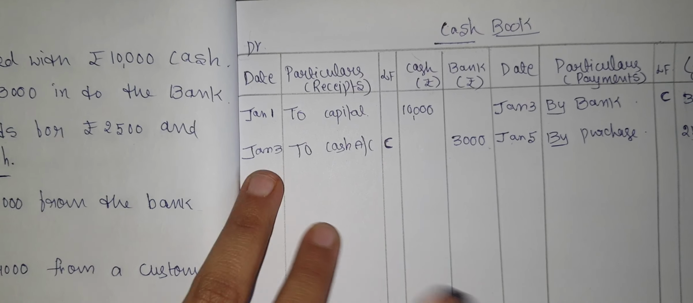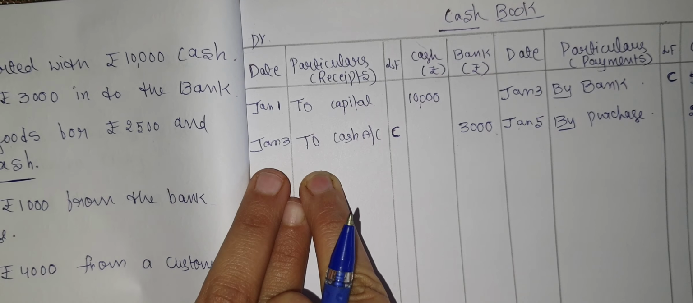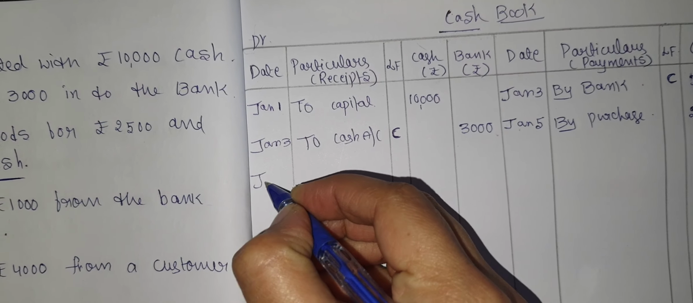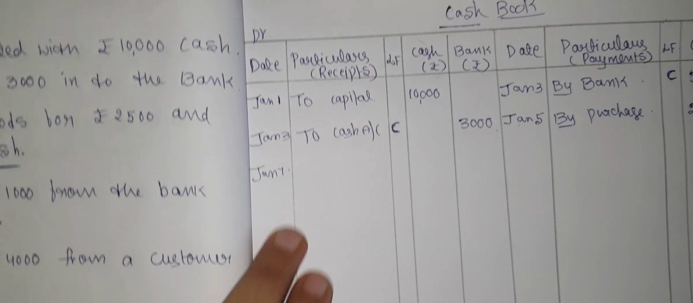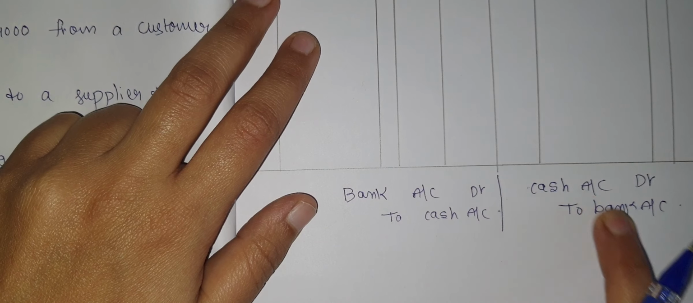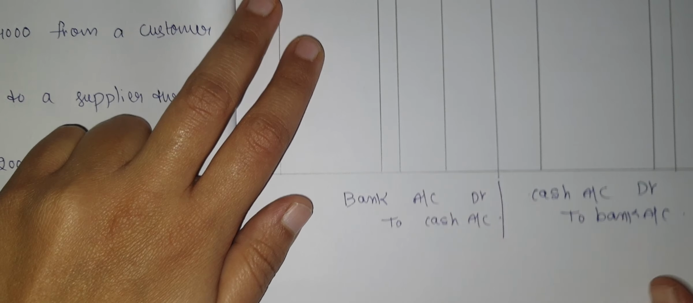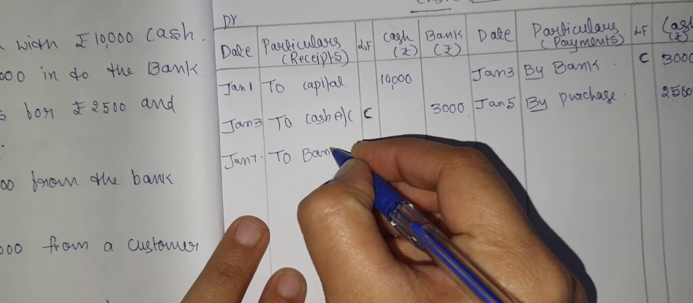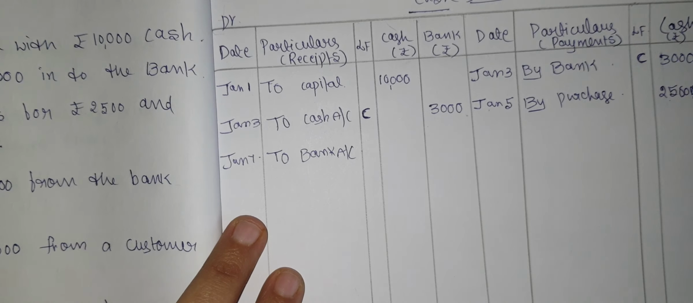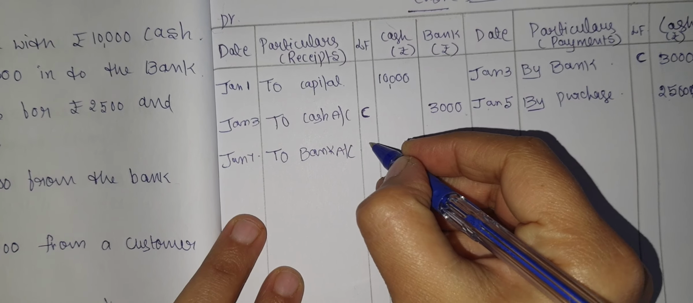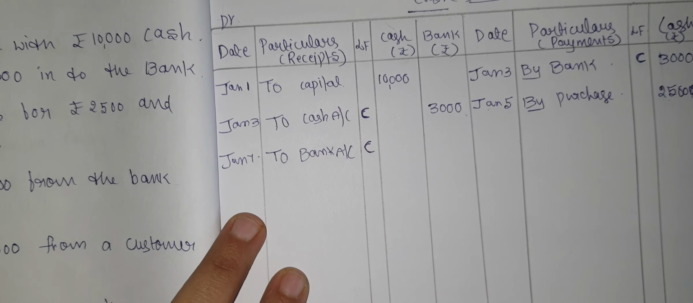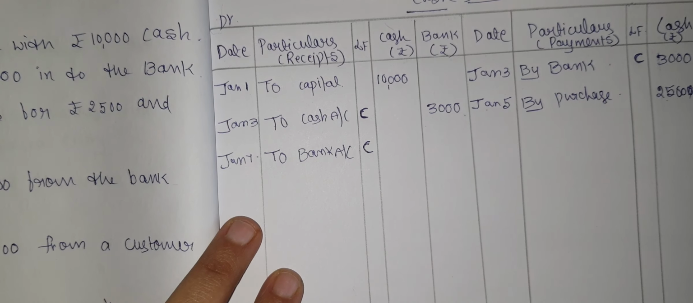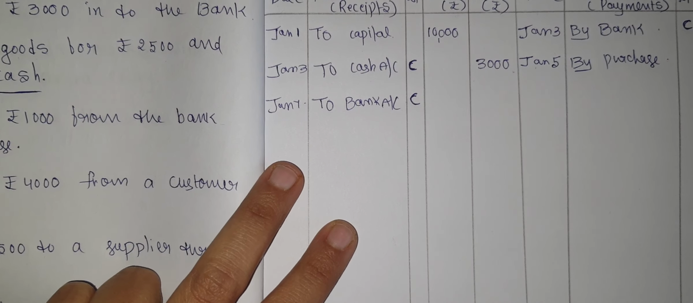So go to the debit side of the cash book, that is Jan 7th, and write down the opposite entry of cash account, that is to bank account. And here we have to write down C because this is a contra entry. And here again the question will arise where we have to enter the amount.